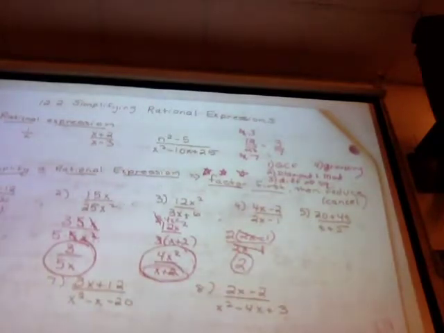Excellent. Oscar, what would you do on number 5? GCF. Okay, and what would you have? You have 2. There's a bigger number. What else goes into 20 and 4?